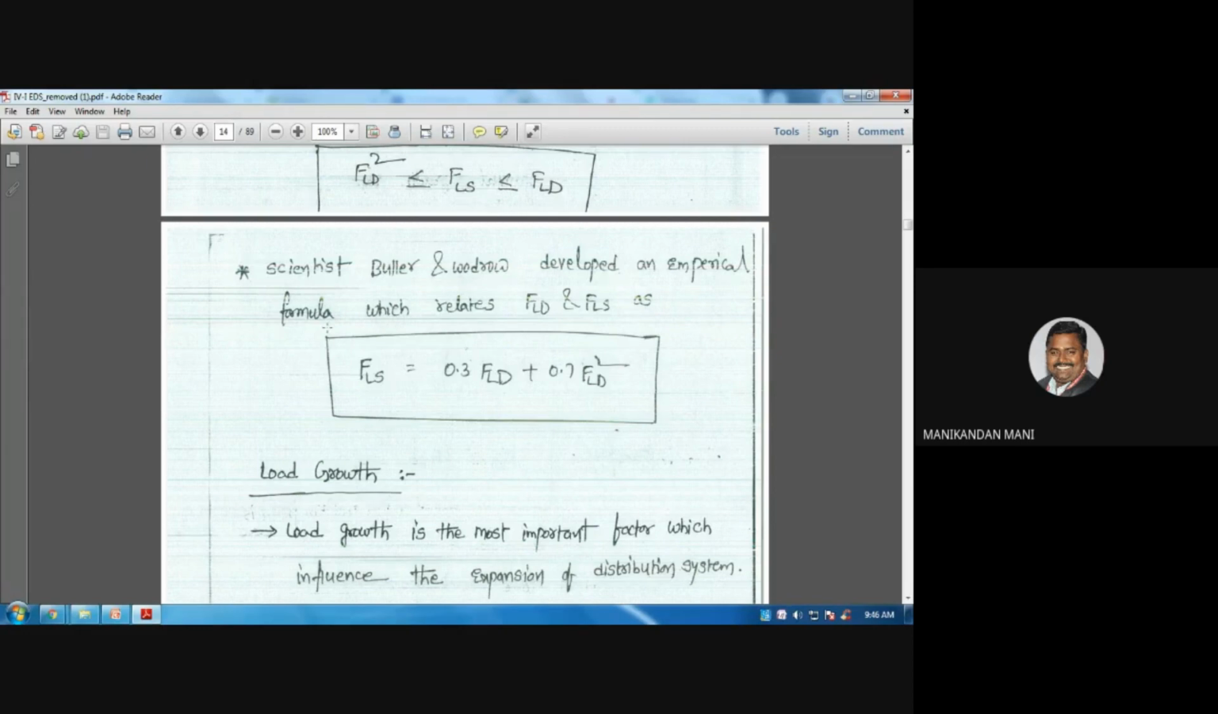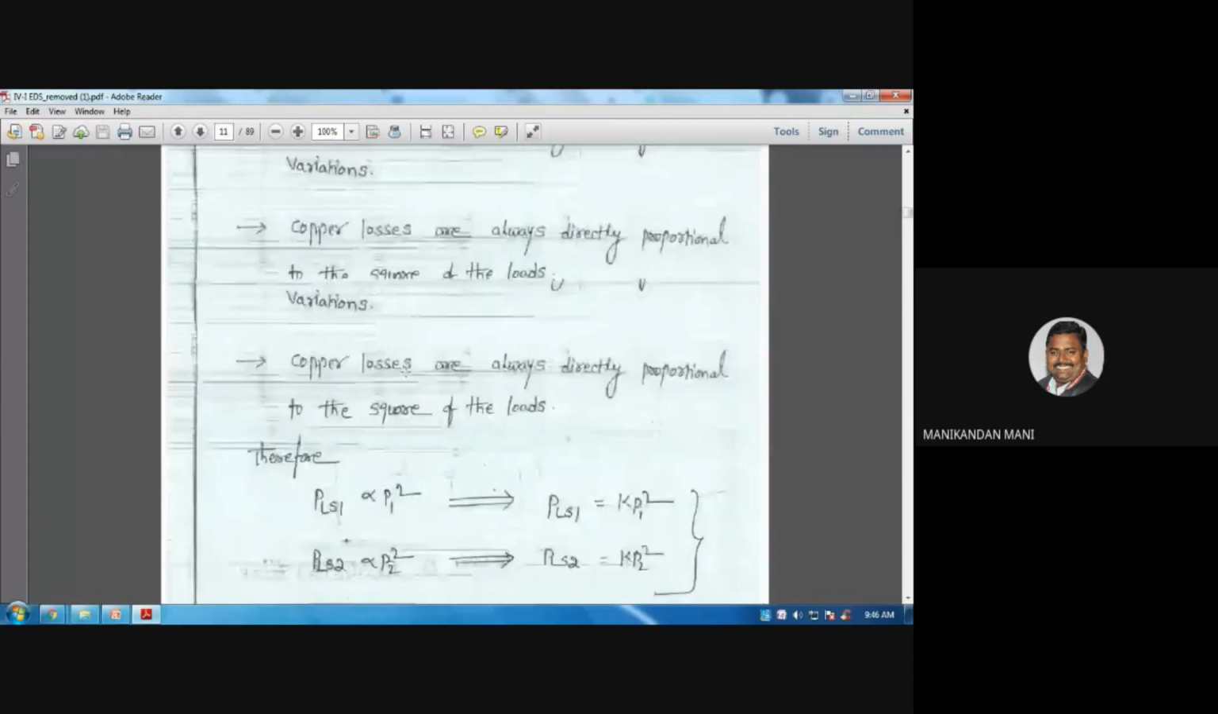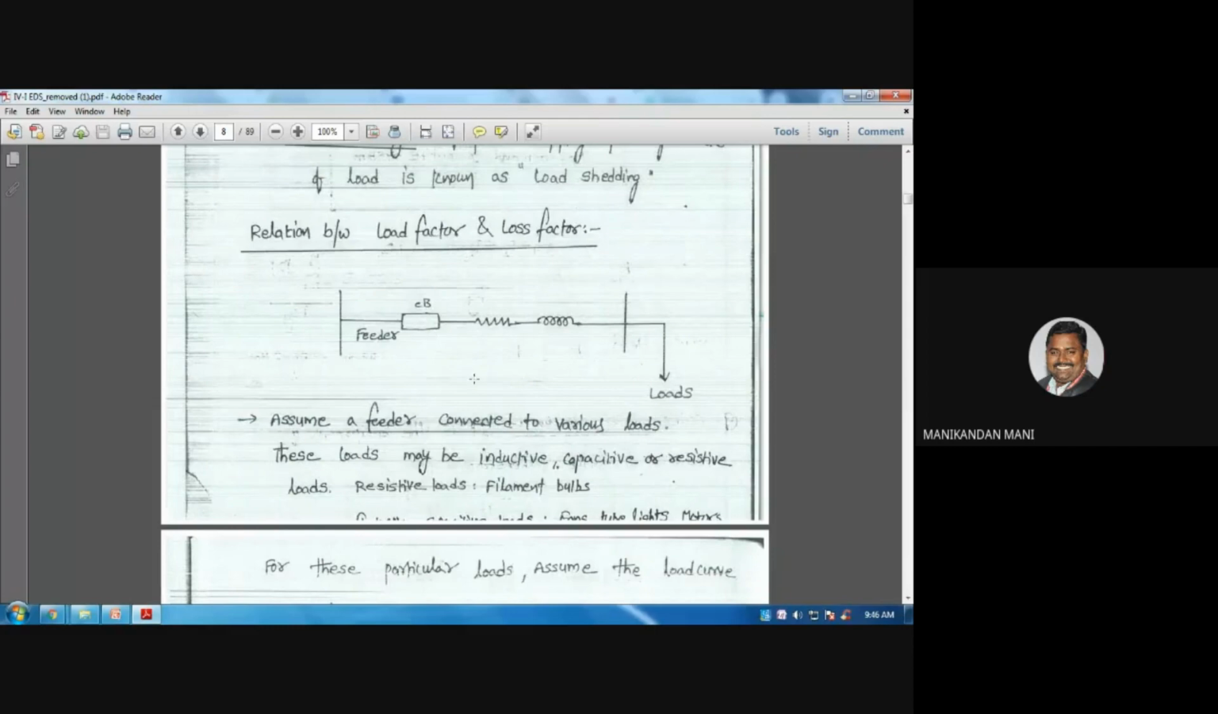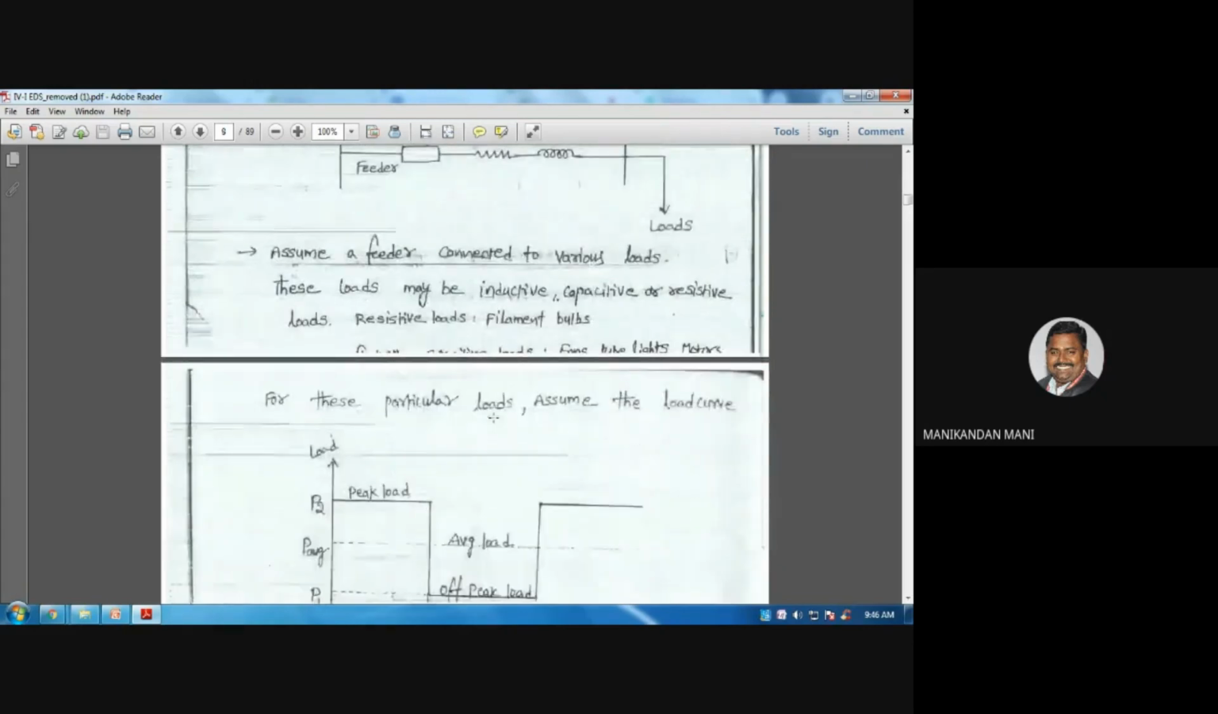So the relationship between load factor and loss factor. Okay. So now we need to consider the load factor. So we have to take the feeder. In that particular feeder, we have to connect the circuit breaker as well as the inductance of the conductor, and at the final end the load is connected. So assume that the feeder is connected to various types of load. The load may be inductive, capacitive or resistive. Okay, whereas the resistive load is connected, so assume the particular load and loss factor characteristics graph.